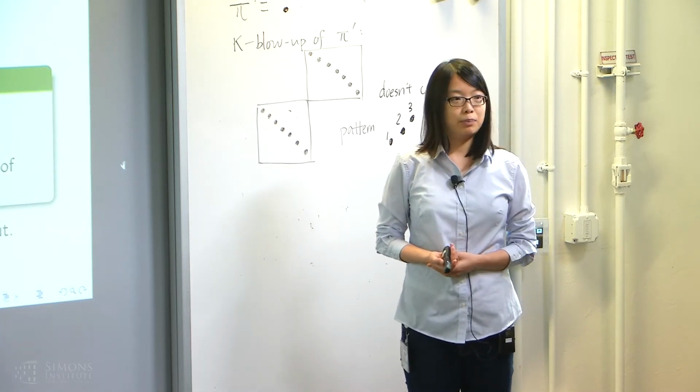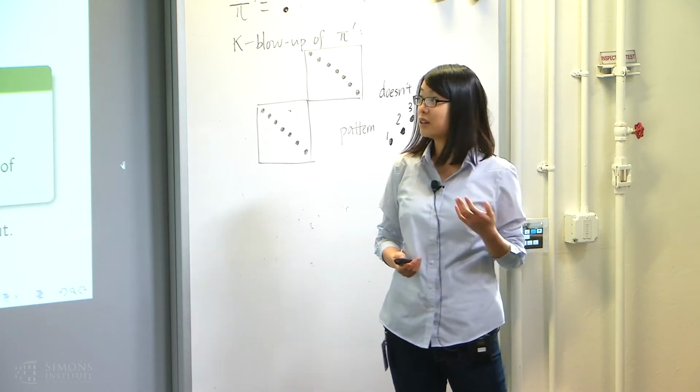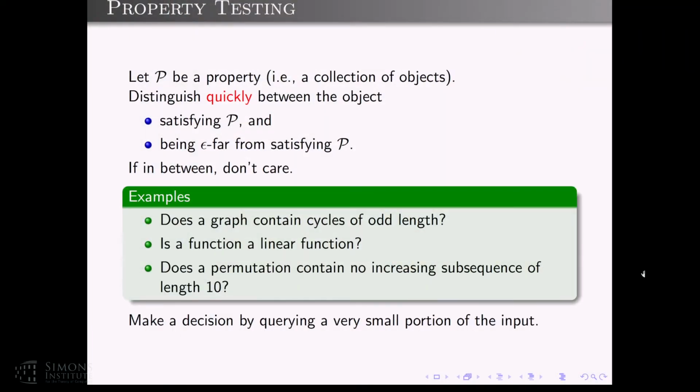So let P be a property, which you can consider as a collection of objects satisfying this property. We want to be able to distinguish quickly between the object satisfying this property or being far away from this property. And if the object is in between, then we don't really care about the output. Some examples can be: does a graph contain odd cycles? Or is a function a linear function? Or does a permutation contain no increasing subsequence of length 10? You can consider for now a permutation, for example, as the rankings of a bunch of websites.